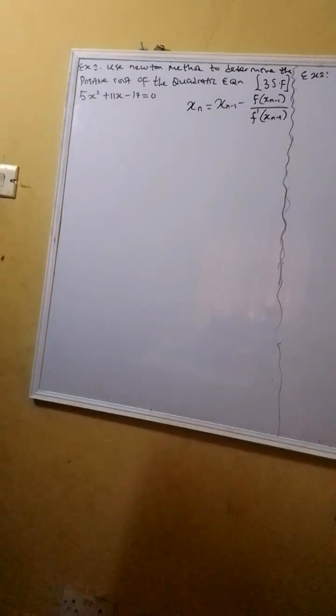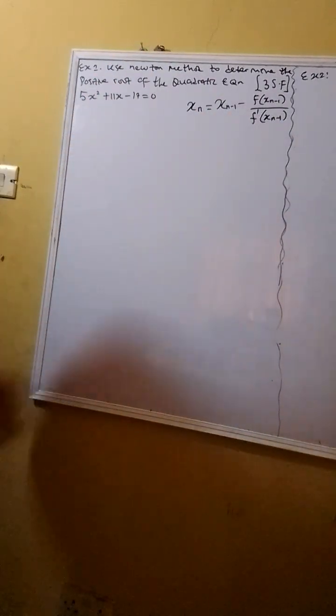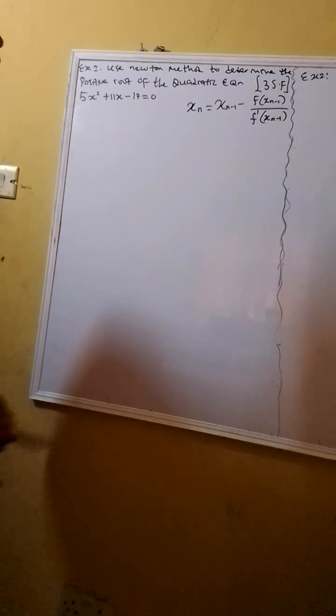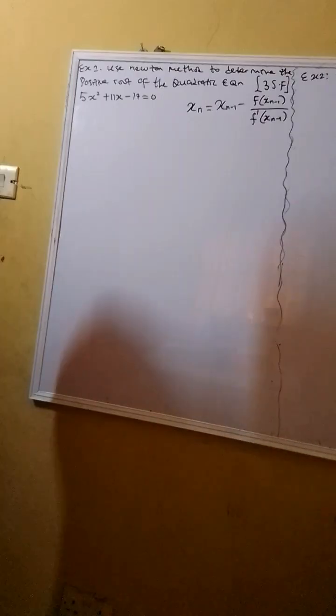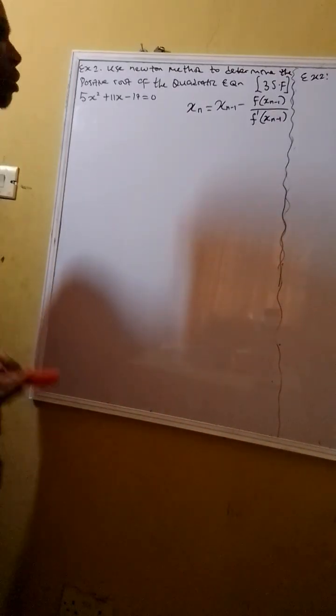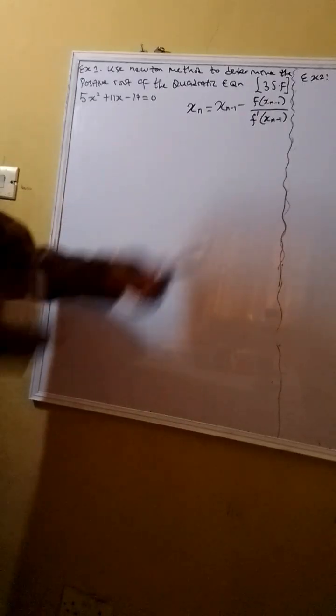Alright, so let's check out a particular example under the Newton-Raphson method. It says use Newton's method to determine the positive root of the quadratic equation. From this aspect, we have 5x squared plus 11x minus 17. Just like we said, at times they might give you the x naught, and at times you might be forced to find it yourself. We have to start with some values, starting from 1 to 2 to 3, to check out some variables.